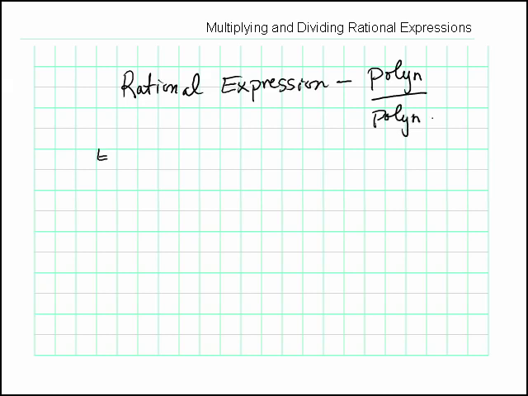Some examples of rational expressions would be x divided by x plus 3, x squared minus 1 over x cubed plus x minus 5, and 2 over x. These are all examples of rational expressions because they're a polynomial divided by a polynomial.